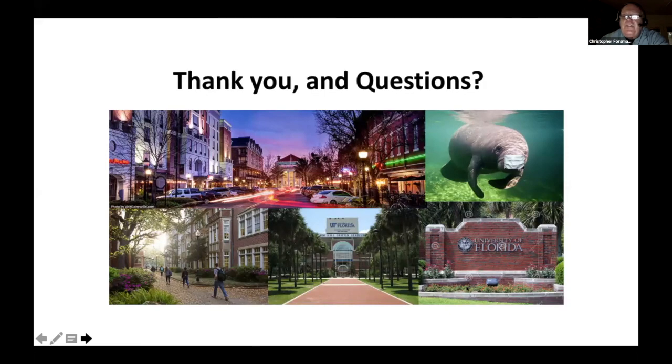I don't believe we're going to take questions now, although you will see that this manatee is wearing a mask and is avoiding COVID as he's supposed to, even though he's in Florida. So I'll finish there and then turn it over to Mark to take the next step.